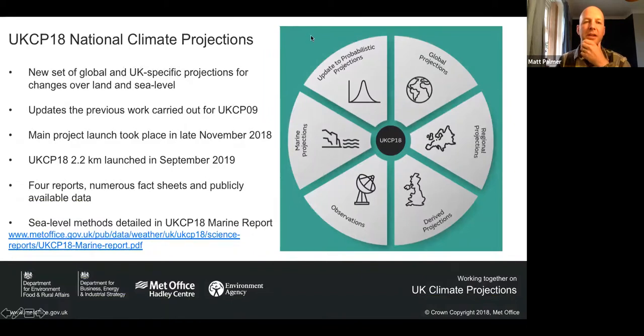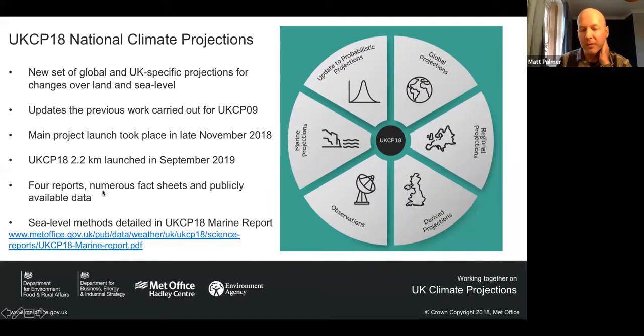Okay, so UK CP18 was a national set of climate projections that was launched, or the main launch happened, late in 2018. It updates the previous set of UK climate projections that was released in 2009, so that's UK CP09. There are various different aspects to that. I was in charge of delivering the marine projections, but there are also probabilistic projections over the land surface. There were some global projections using a quarter degree ocean model and a 60 kilometer atmospheric model. And then there were some regional downscaling projections and various other projections, and some consideration of observations and what we call derived projections. So there are four reports and numerous fact sheets.